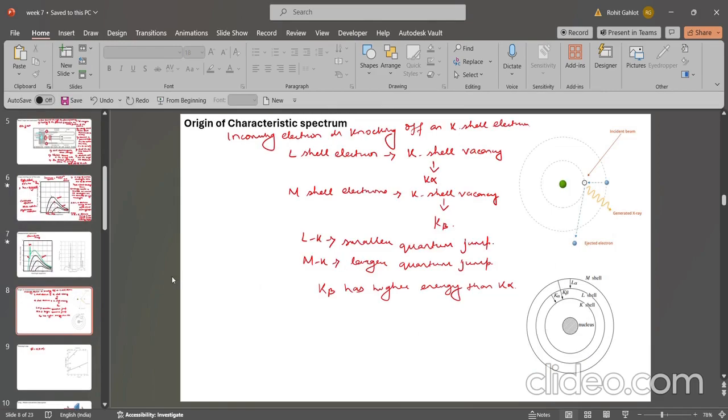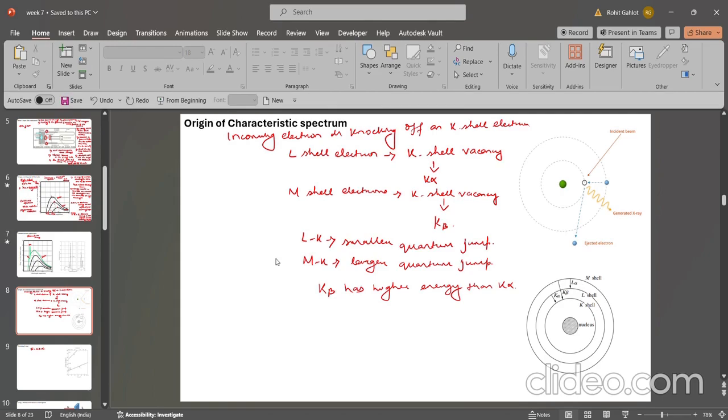This is how the origin of the characteristic spectrum takes place. The incoming electron is knocking off a K shell electron. So this is the incident beam. Due to this, the K shell electron is emitted, and then an L shell electron moves to the K shell vacancy. Then K alpha 1 is generated. So if it moves from L shell to K shell, K alpha 1 will be generated. If it moves from M shell to K shell, K beta will be generated. And if it moves from L shell to K shell... L alpha will be generated.